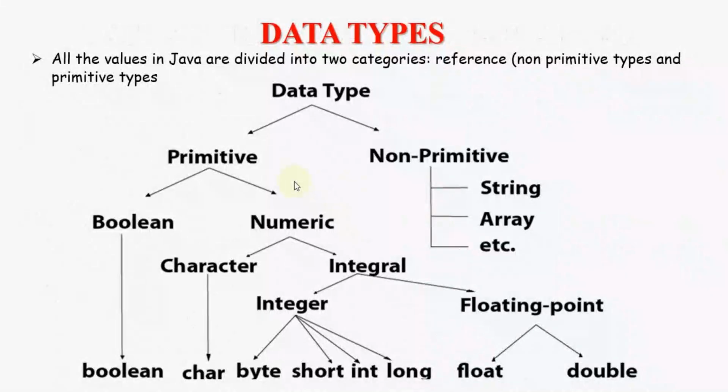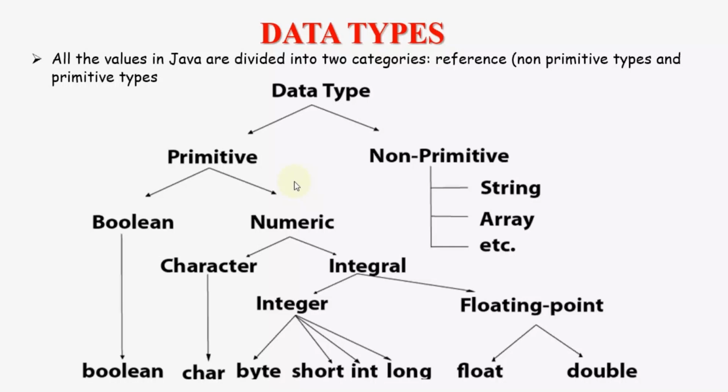Remember we talked about data types. Let's look at data types. All values in Java are divided into two categories: primitive and non-primitive (reference) data types. In the primitive data types, which is where I want to explore, we have two categories: boolean and numeric. Under boolean we have boolean. In numeric we have character and integral.